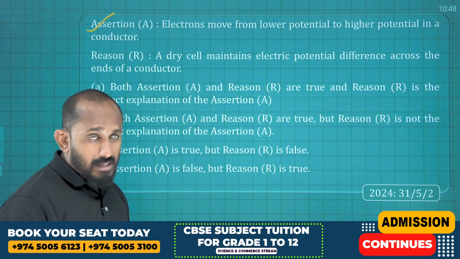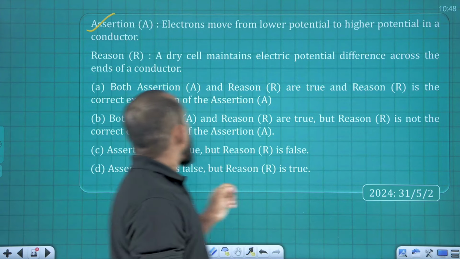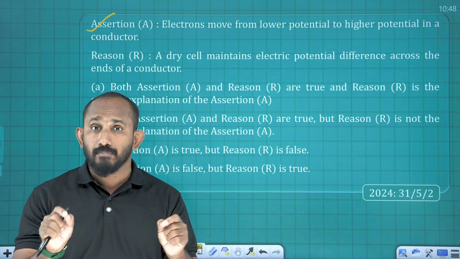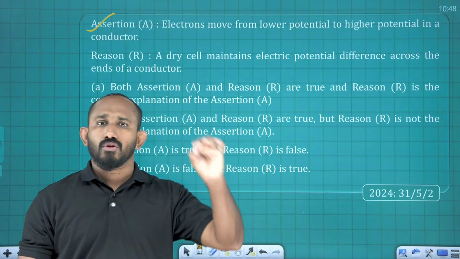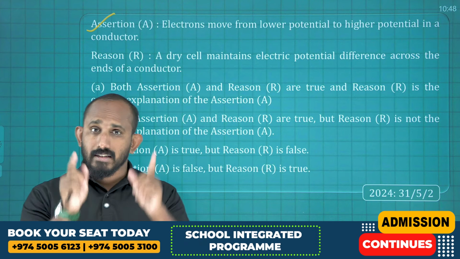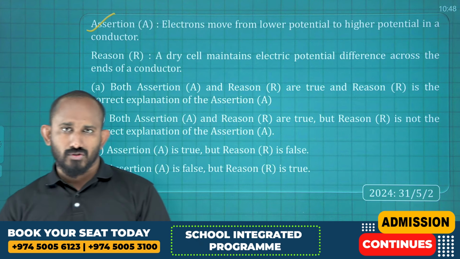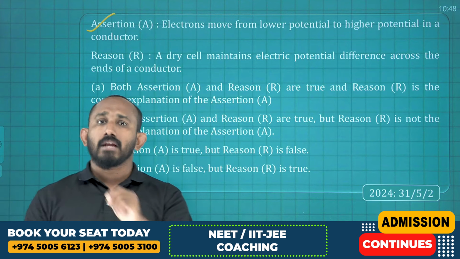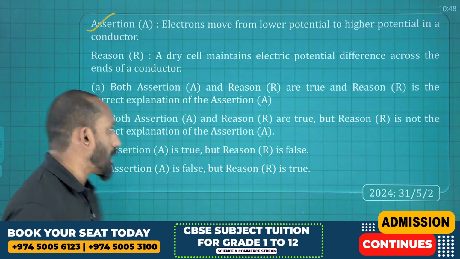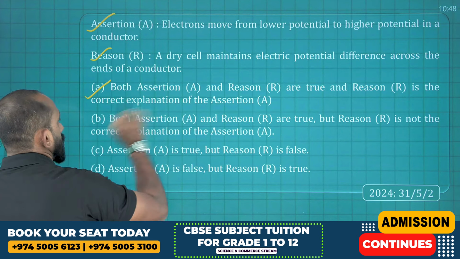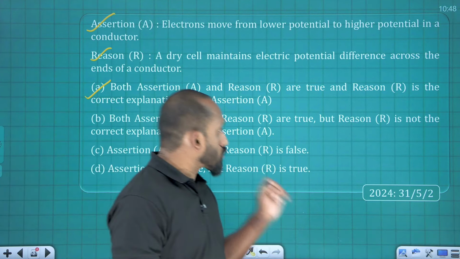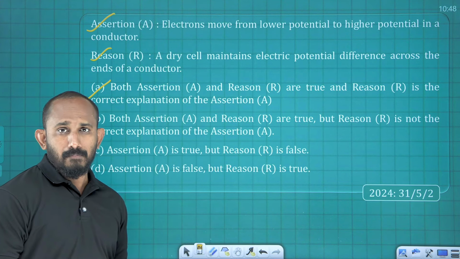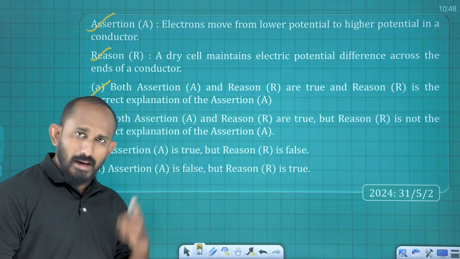Reason: a dry cell maintains electric potential difference across the ends of a conductor. Sure, if we connect a dry cell, then we get an electric potential difference. One will be low, the other will be higher. So a dry cell is a source of potential difference. There should always be a potential difference across a conductor, and only then will current pass through it. So both are correct and the correct explanation, A is the correct answer. Both assertion and reason are true and the reason is the correct explanation of the assertion. Have I got it? Next question, let's see.